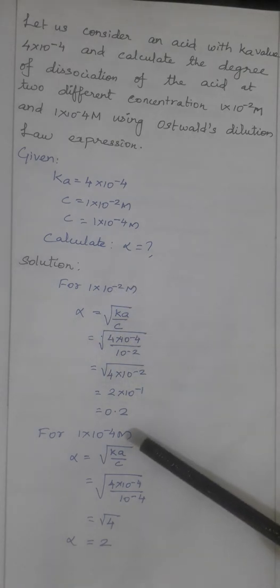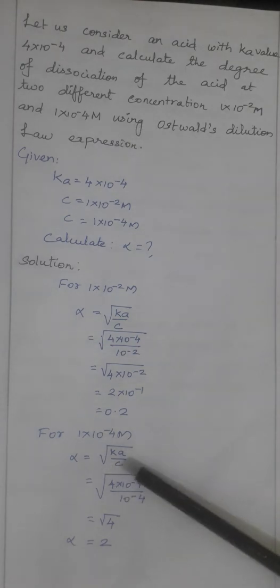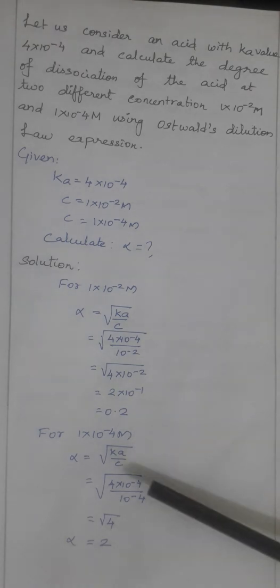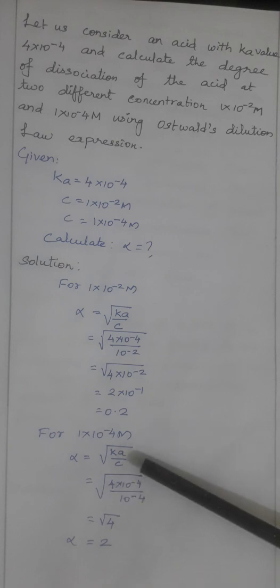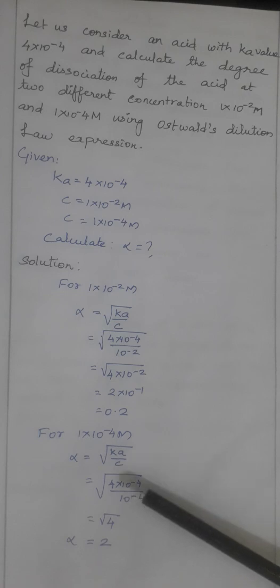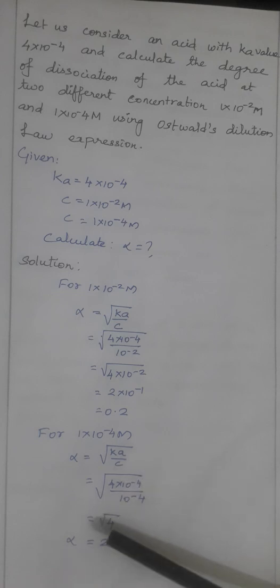In the second concentration, 1 into 10 power minus 4, how to calculate the alpha value? Root of Ka by C. Ka is 4 into 10 power minus 4 divided by C, the second concentration, 1 into 10 power minus 4. 10 power minus 4 cancels, remaining root 4. Root 4 is equal to 2. That is the alpha value.